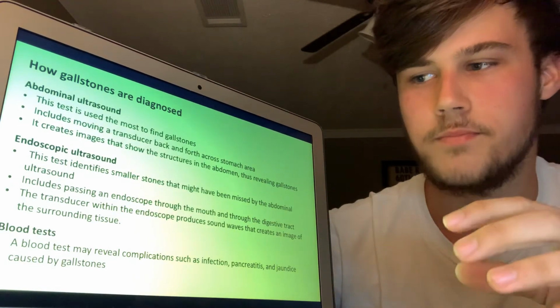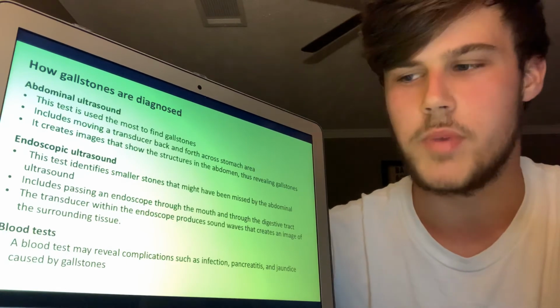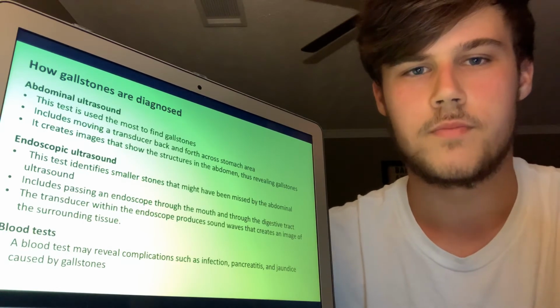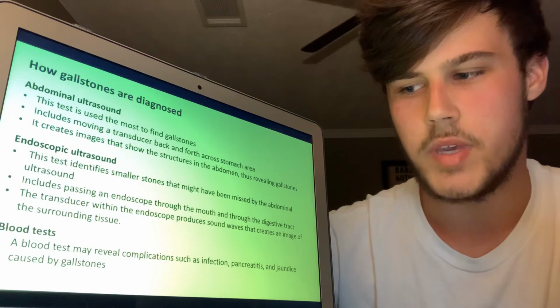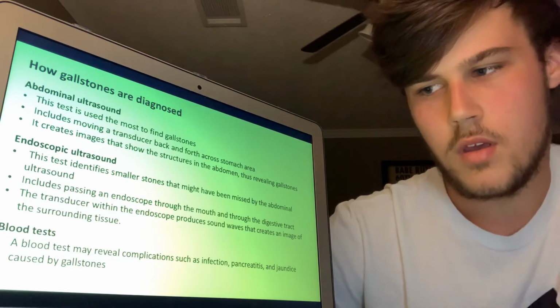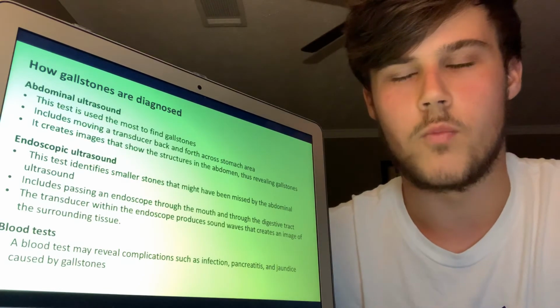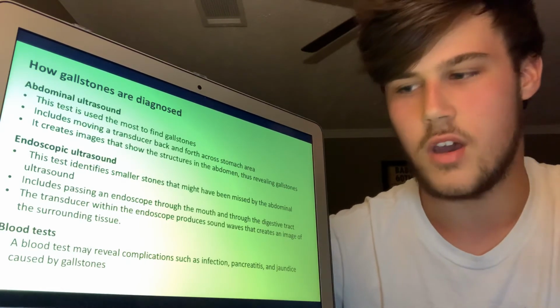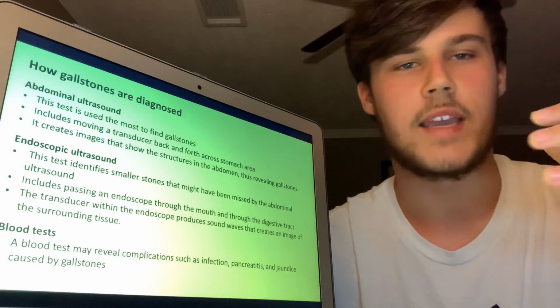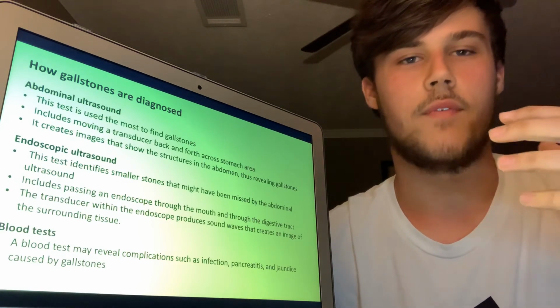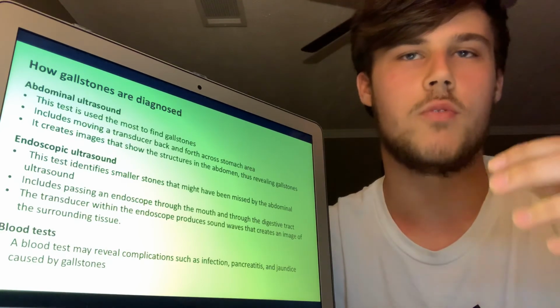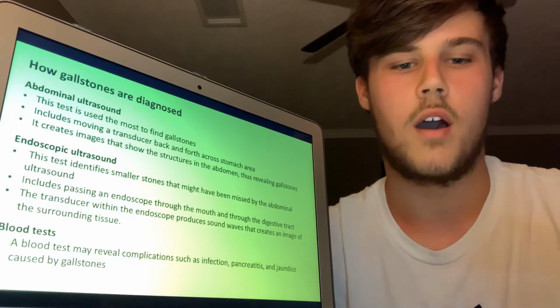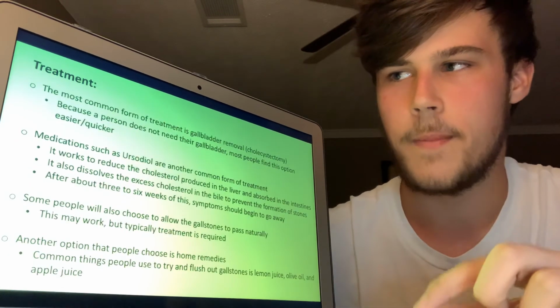And then blood tests can also be used to find gallstones, because they can reveal complications like infection, pancreatitis, stuff like that. If a blood test was to reveal that, one can conclude that gallstones could be an issue.